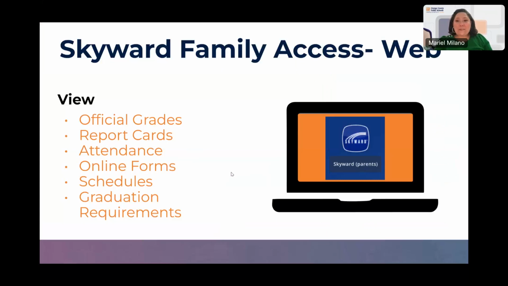Skyward Family Access is the place where you can see your child's official grades, their report cards, their attendance, online forms, schedules, graduation, everything you need to know about basically your child's permanent record. This is like a digital version of your child's permanent record.